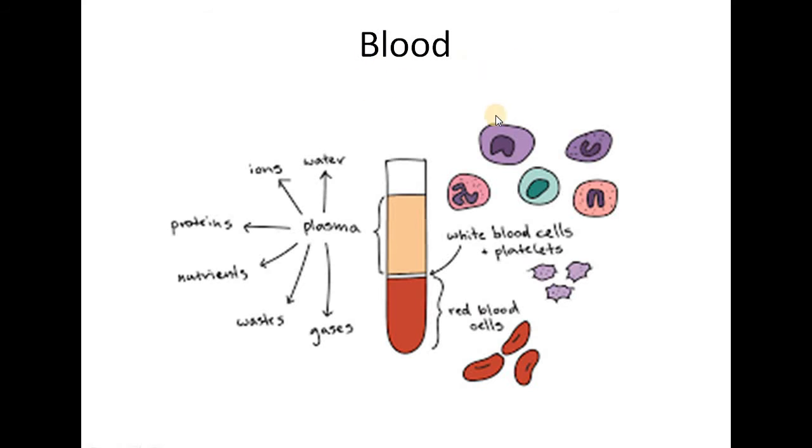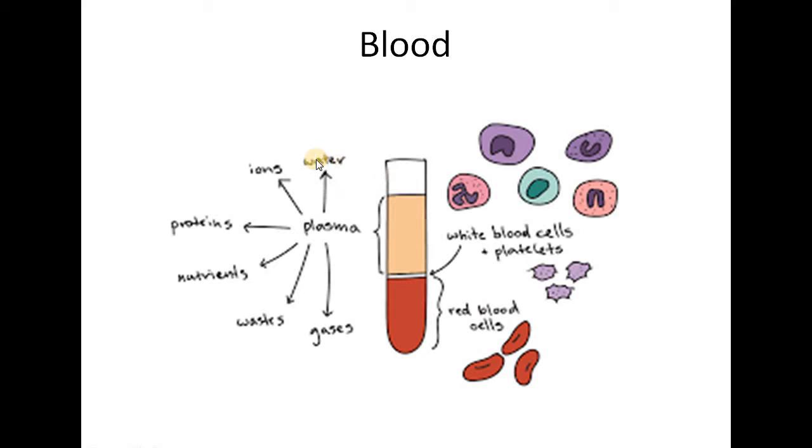The second component of the circulatory system is blood, and if you take a blood sample and you centrifuge it, then what happens? The blood components will separate according to their density. Here we see the blood cells: red blood cells, white blood cells, and platelets. The red blood cells are responsible for transporting oxygen, okay. Platelets are responsible for blood clotting, and white blood cells are responsible for defending your body against pathogens.